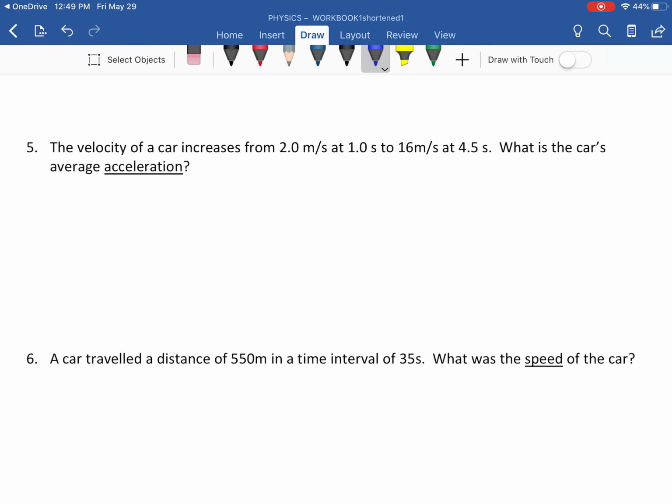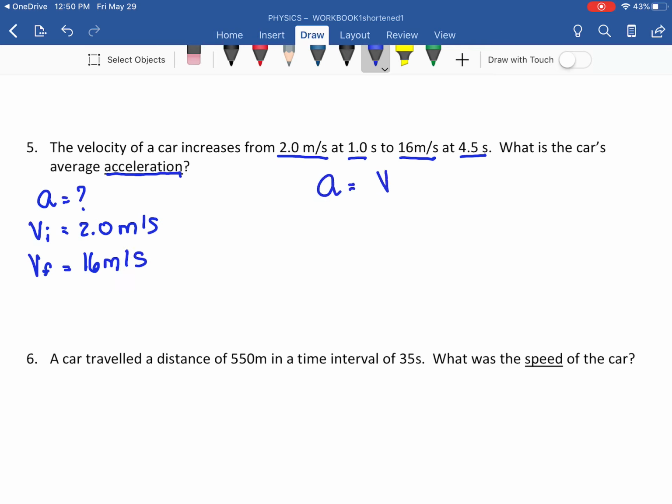The velocity of a car increases from 2 meters per second at 1 second to 16 meters per second at 4.5 seconds. What is the car's acceleration? So we're solving for acceleration. Now, we have a few different numbers here. I have 2 velocities and 2 times. My initial velocity is 2 meters per second. My final velocity is 16 meters per second. And I also have 2 times here.